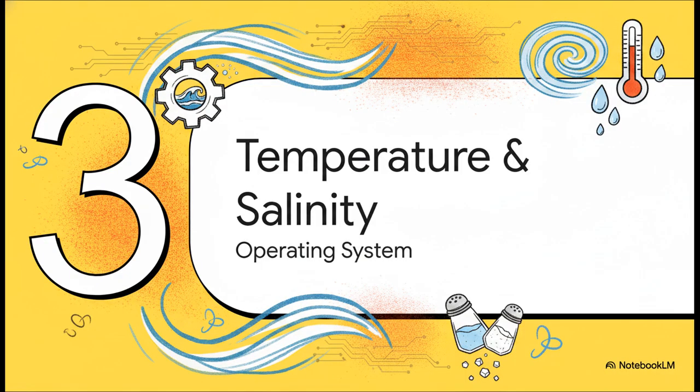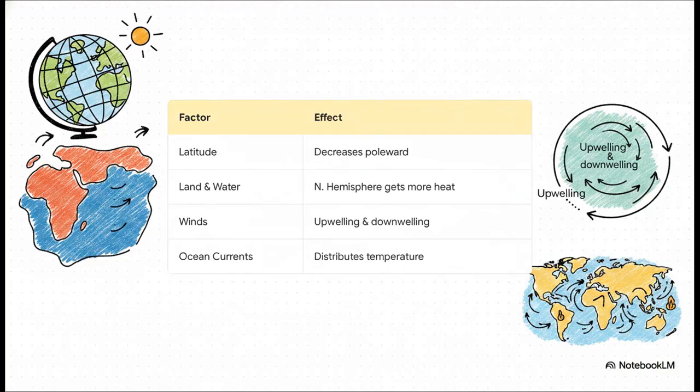Basically, the chemical operating system of the ocean. So, if the basin is the hardware, heat and salt are the chemical operating system that actually runs the ocean engine. Let's look at how heat is distributed horizontally. Because temperature isn't uniform at all, it's dictated by 4 main factors. Latitude is the big one. Temperature naturally decreases as you move towards the poles because insolation, or sunlight, decreases. Makes sense, right? Then there's land and water distribution.